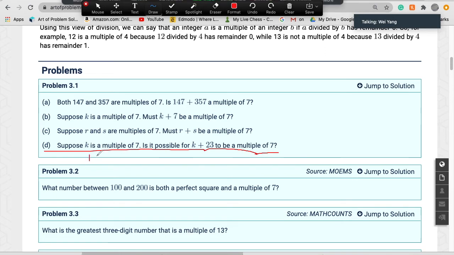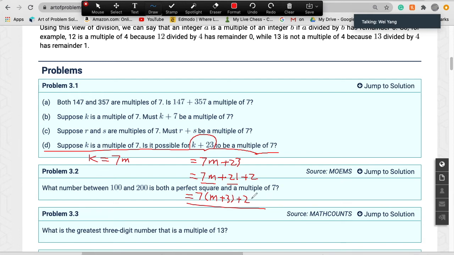Suppose K is a multiple of 7. So we can write K equals 7 times another integer, suppose that's M. Then K plus 23 will equal 7M plus 23, right? So we can write this as 7M plus 21, then plus 2. So we can take 7 as a common factor between 7M and 21. So you get 7 times (M plus 3), then plus 2. So this tells you if you divide K plus 23 by 7, you have a remainder of 2.